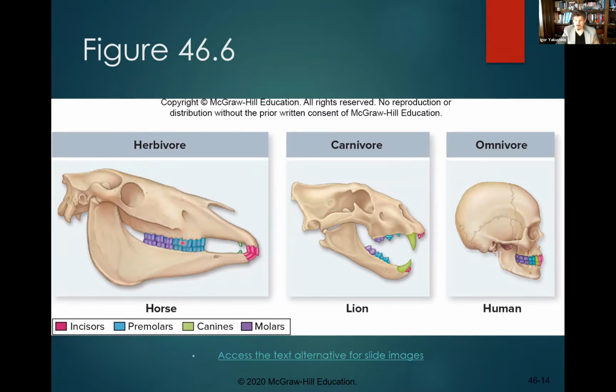So we are omnivores. We have sharp incisors, we have canines, and then we have somewhat flat molars and the pointy premolars.